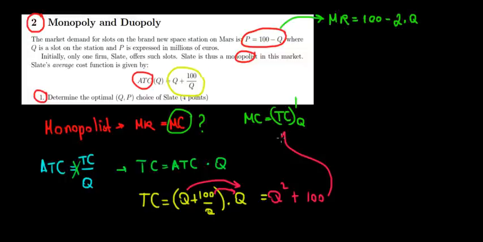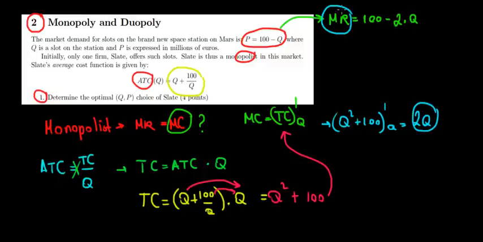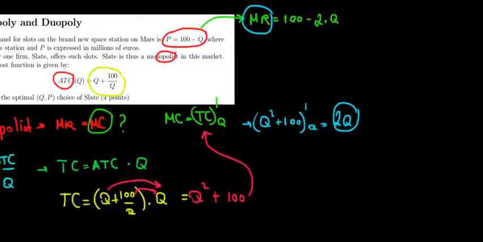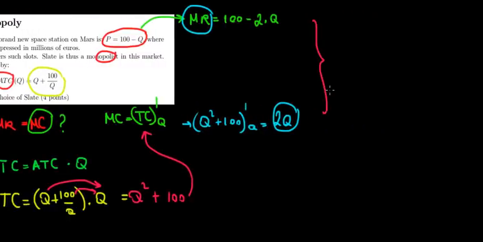But now recall, we want to find out the marginal cost function, which will be the derivative of this one. So we will differentiate Q squared plus 100 with respect to quantity, which is going to be equal to 2Q only. Now we got the marginal cost, we have the marginal revenue, we can take them together and make an equation. So if we write this over here, marginal revenue equals marginal cost, we will have that 100 minus 2Q is equal to the marginal cost, which is also 2Q.